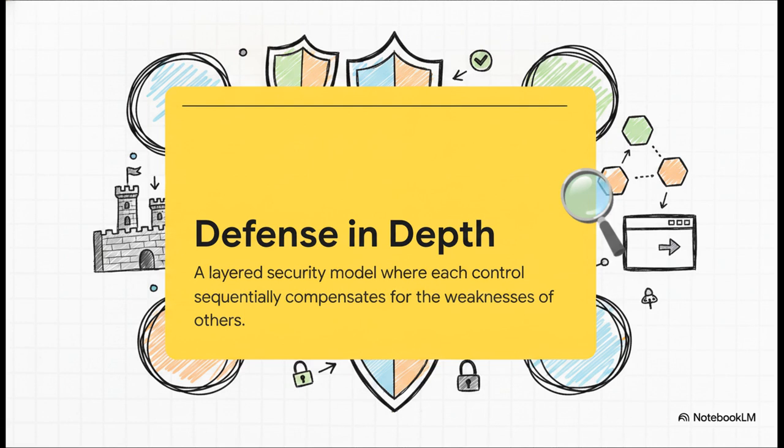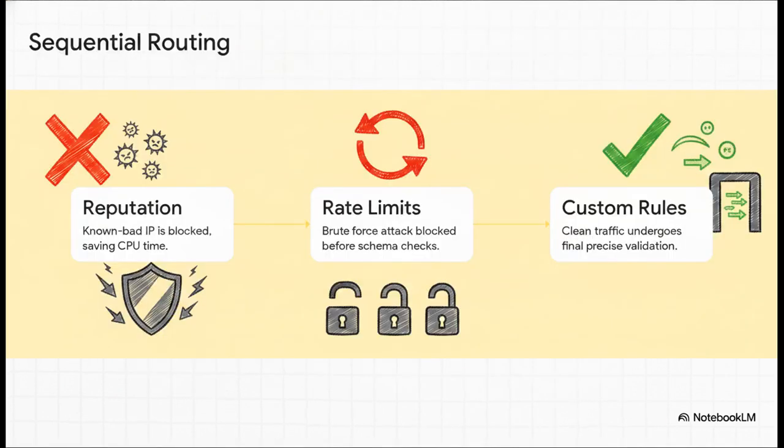If an attacker manages to somehow bypass one layer, the next one is waiting right there for them. It is a completely interconnected ecosystem of security. So the crucial point here is how this entire architectural map creates massive operational efficiency. Just look at how this flows sequentially.